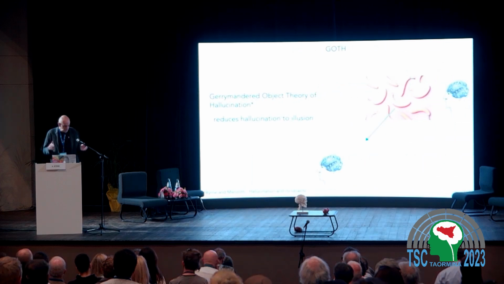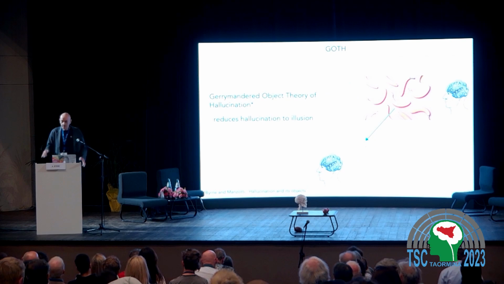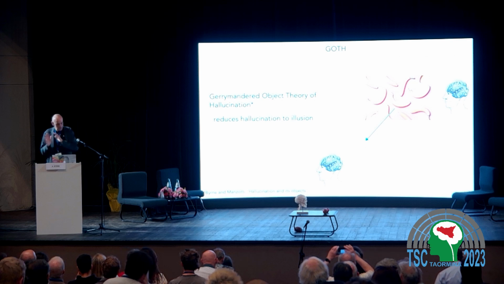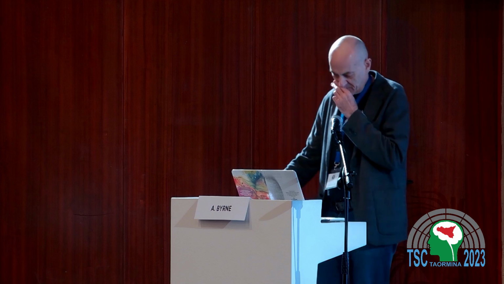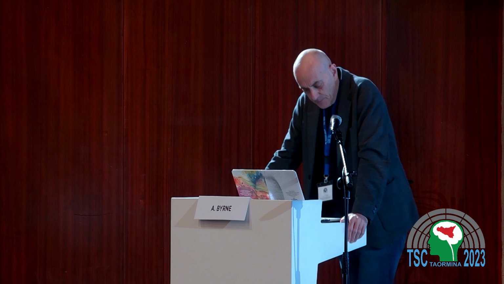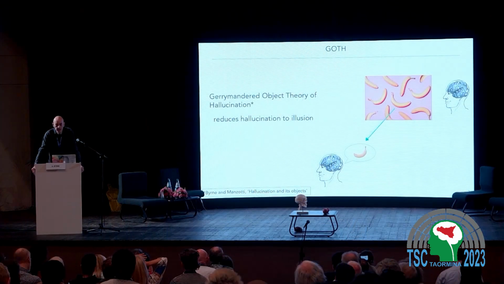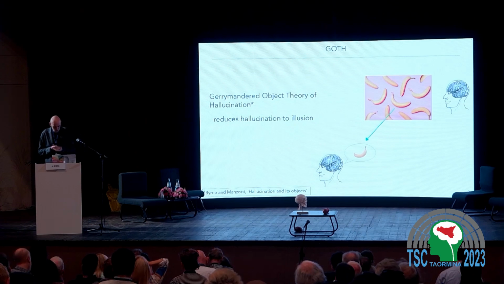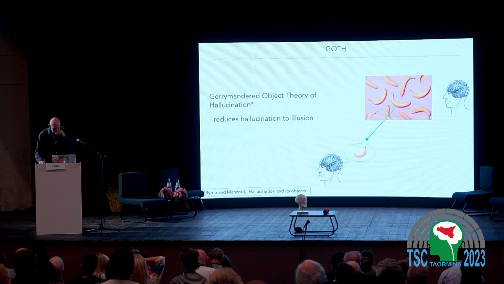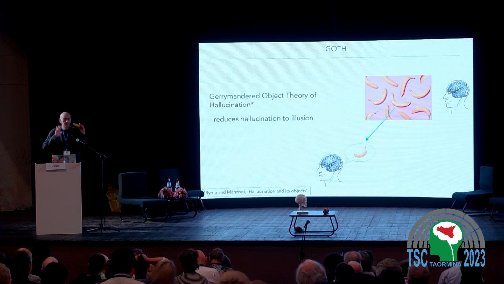Okay, so the topic of this session is hallucination, so I should say something about hallucination. Actually, the talk is going to be mostly about illusion, but as you'll see, given a highly controversial assumption, there's a connection with hallucination. So Ricardo and I, as Heather briefly mentioned, have defended what we call a gerrymandered object theory of hallucination, or GOTH, and this effectively reduces hallucination to a kind of illusion. So now, if that's right, then we just have two cases to consider.